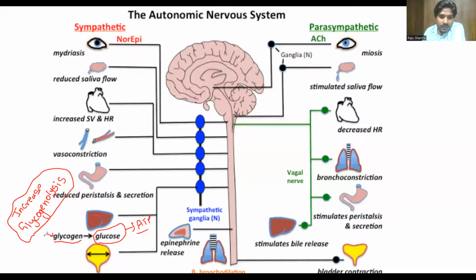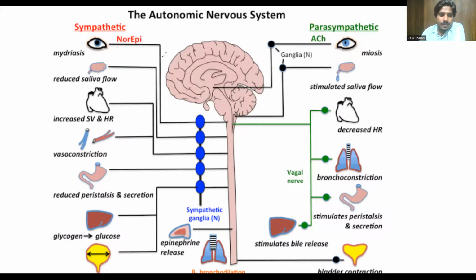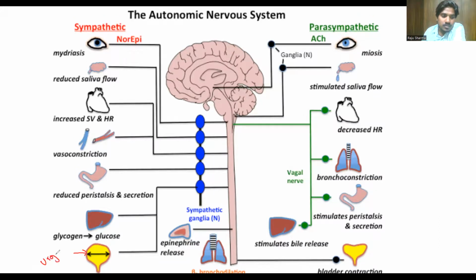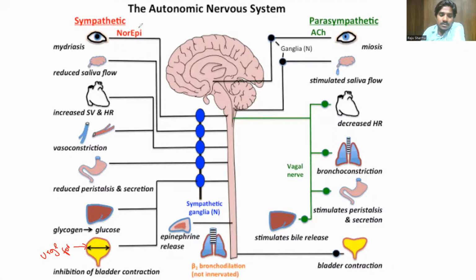एक और यहाँ पे point दिया है, that is this epinephrine will also cause inhibition of the bladder contraction. So if the bladder will not contract, then definitely you will not feel urge for urination. Okay, so urge for urination will also stop because your bladder will not contract.